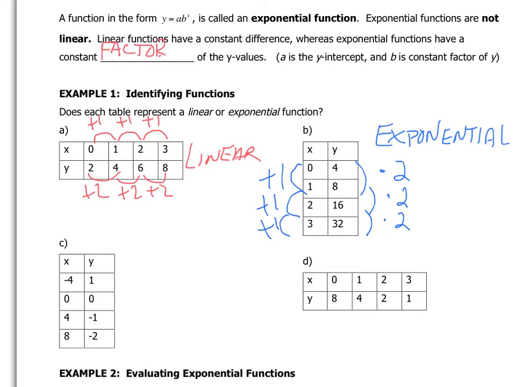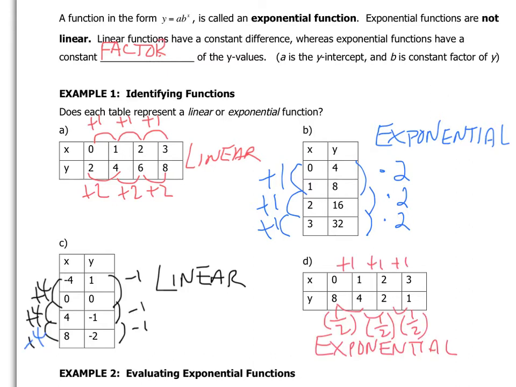Now, you look at tables C and D, see what you think, whether they are linear or nonlinear, and then you can pause the video. When you are ready to come back on, I will give a few seconds, and then I will continue on. So check these answers, and then come back on.